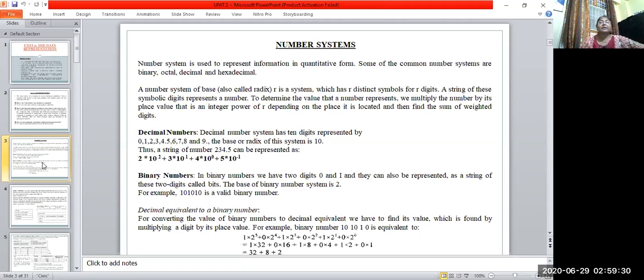Now, in the next video lecture, I will explain how a decimal number is converted into binary form, how a binary number is converted into decimal form, and how a decimal number is converted into octal and hexadecimal, and vice versa.